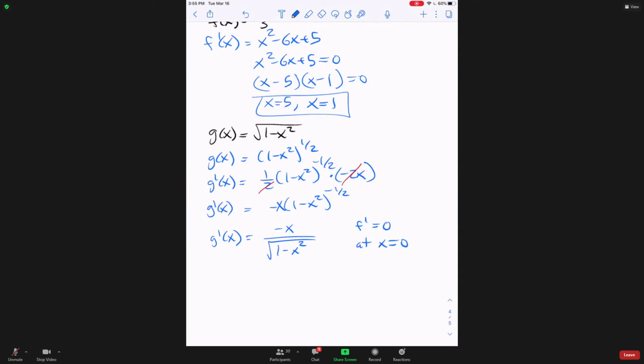But you also have to worry about when the denominator is 0. When the denominator is 0, you can't divide by 0, so the derivative does not exist when the denominator is 0. So you've got to worry about the scenario where the denominator is 0. So f prime does not exist when 1 minus x squared is equal to 0, because that would be when the denominator is 0.